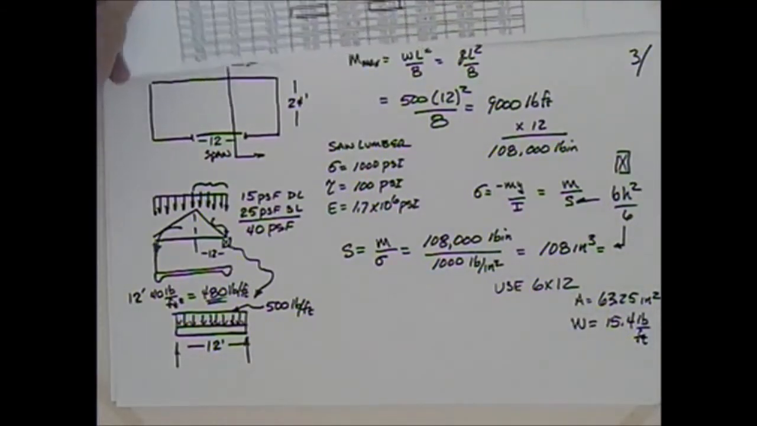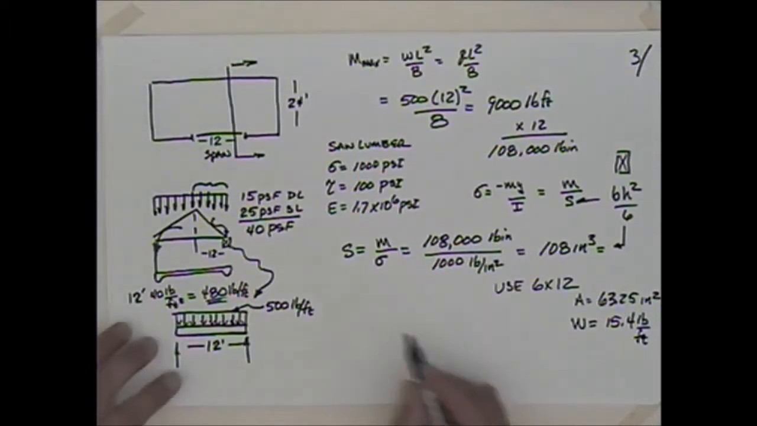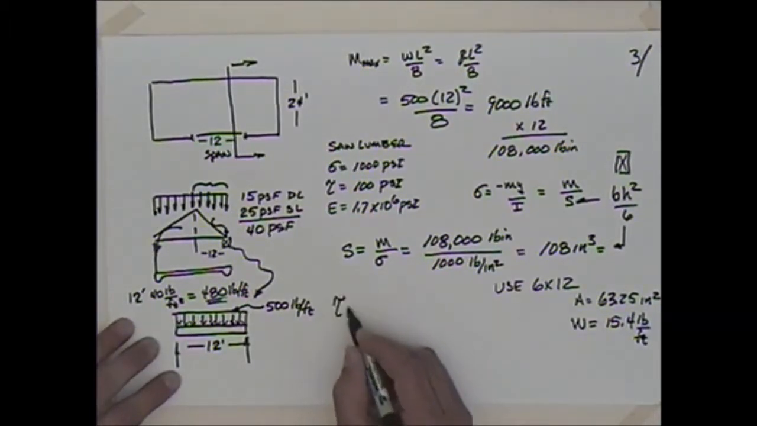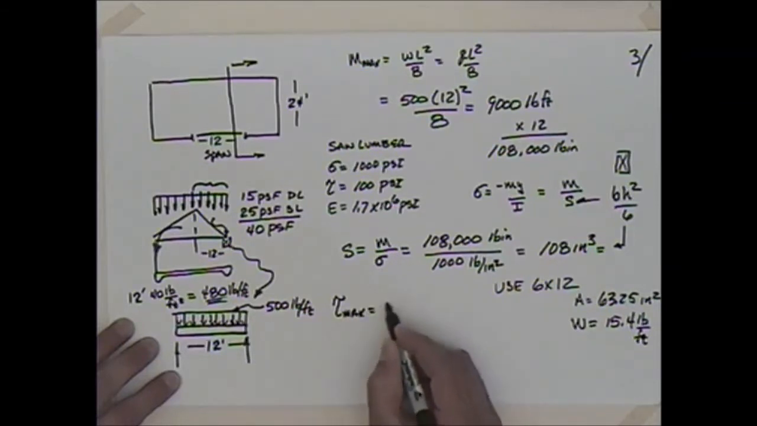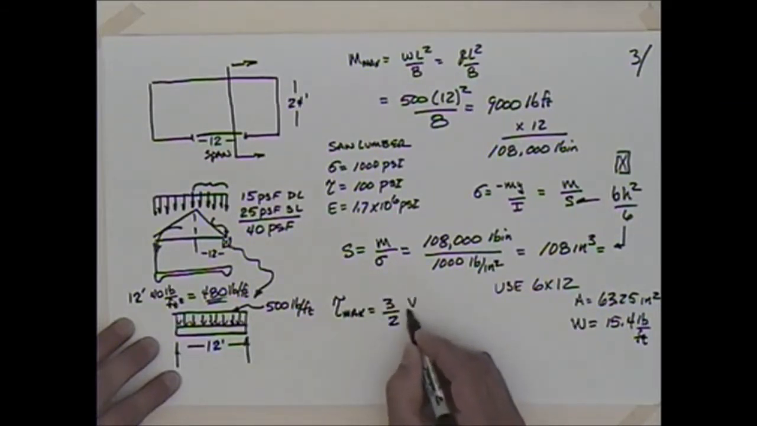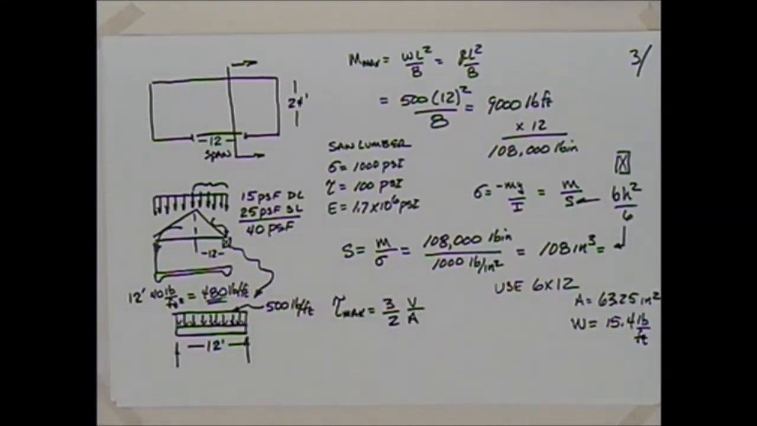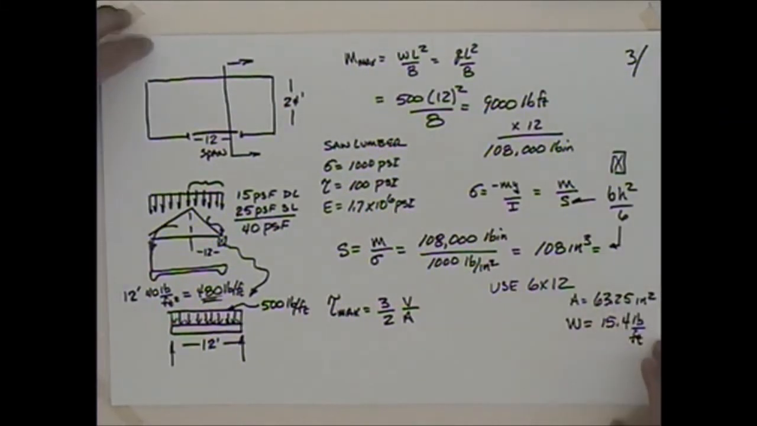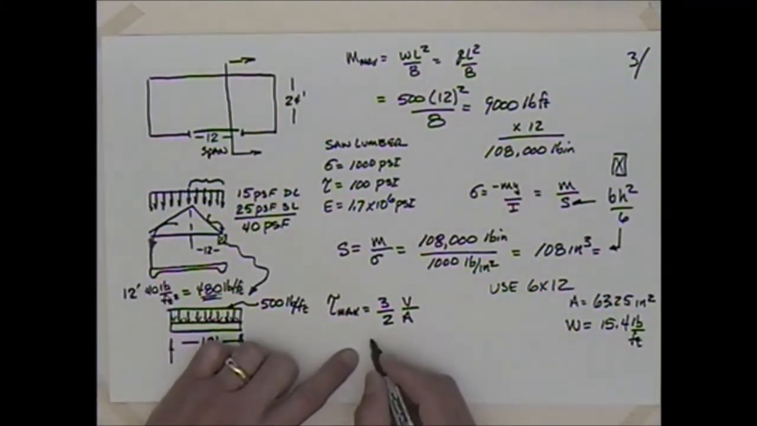Now, there's other things we have to check. We've talked about shear, haven't we? And we know that tau maximum for a rectangular section would be 3/2 V over A. I think some people struggled with that on the midterm exam, so hopefully they know that better than ever now. Nothing like losing a few points on an exam to really emphasize things.